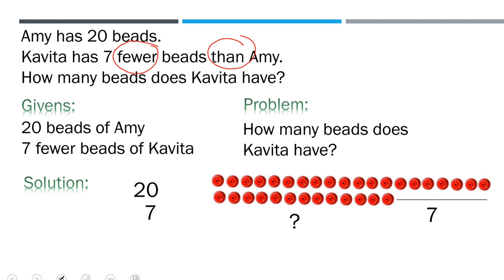Okay, so arrange in ones and tens. Then we have to subtract. Look at this, 0 minus 7 is, you cannot, because 0 is smaller than 7. So you have to borrow 1 from 2. So the 2 becomes 1, and the 0 becomes 10 because you borrowed 1 from 2. So we can subtract now. 10 minus 7 is 3. And then 1 minus 0 is 1. So we have 13. Now that we know the answer, we can write in a complete sentence. Kavita has 13 beads.